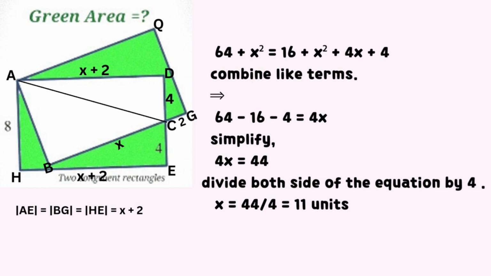Divide both sides of the equation by 4. X equals 44 divided by 4, which equals 11 units.